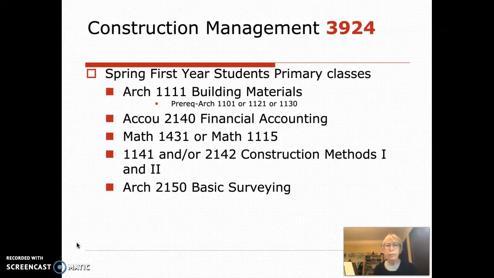Then you can continue with the construction method sequence, 1141 and 2142. You should have taken one of those in the fall, take the other one in the spring, and if you did not take it in the fall, Architecture 2150, Basic Surveying. Now, just a note, both Accounting 2140 and Architecture 2150 are math-intensive classes. So if math isn't your strength, this might be something that you want to rearrange a little bit. But before you make those decisions, talk to a faculty member so that we can make sure you're not going to create problems later on.